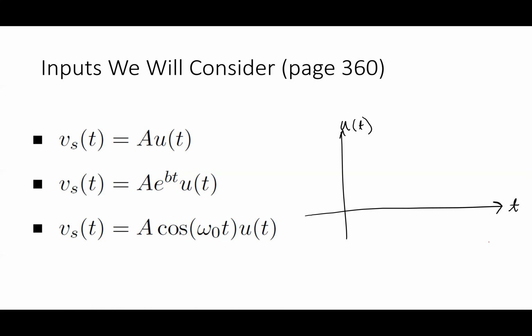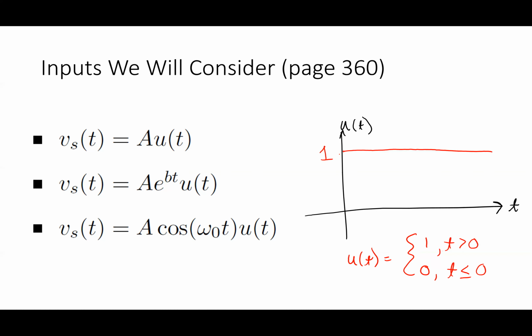It's 0 when time is negative. So I say u of t is equal to 0 for t less than or equal to 0, and then it's 1 for t greater than 0. It's a little weird to say where you put the greater than or equal, and the t equal to 0 point is a tricky thing. But this guy would look like this.